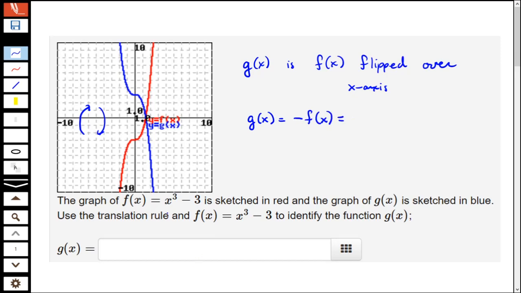And so what is negative f of x? Well, since f of x is x cubed minus 3, we want to take the opposite of x cubed minus 3, which of course is negative x cubed plus 3. And so down in the box, you're going to actually type in negative x to the third power plus 3 and submit. And that should give you the correct answer, okay?